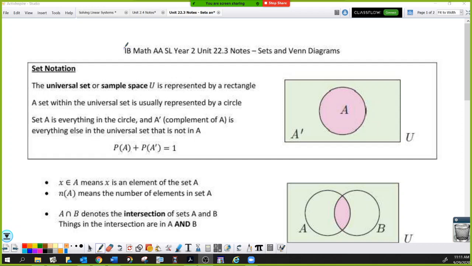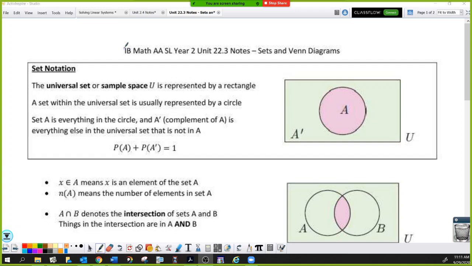Now, set A is everything in the circle, where A prime, or the complement of A, as you would say it, I like to say A prime, is everything else that is in the universal set U, but not in A. What's really, really important concept is that A prime plus A gives you 1.